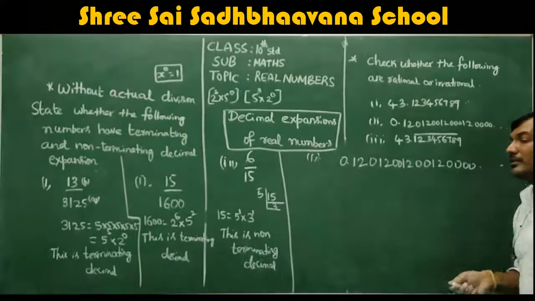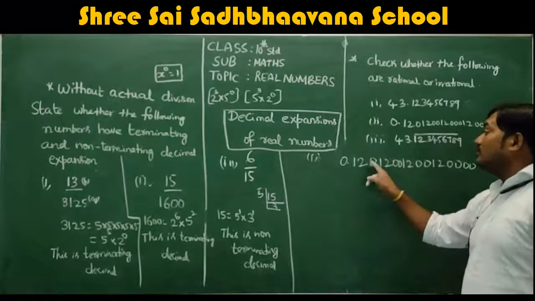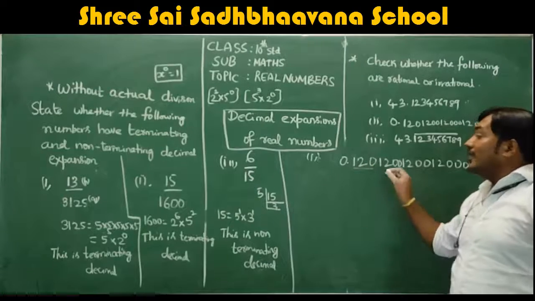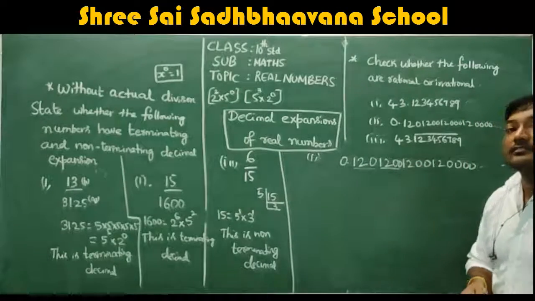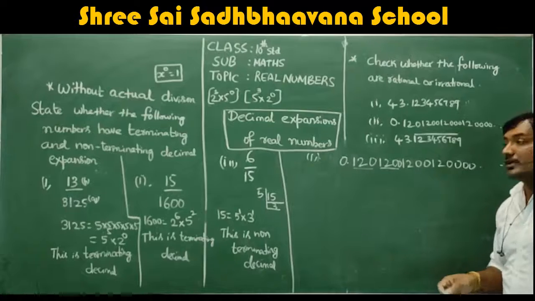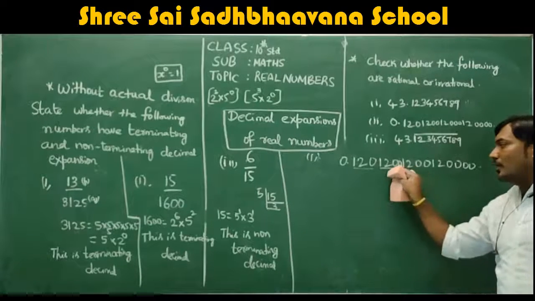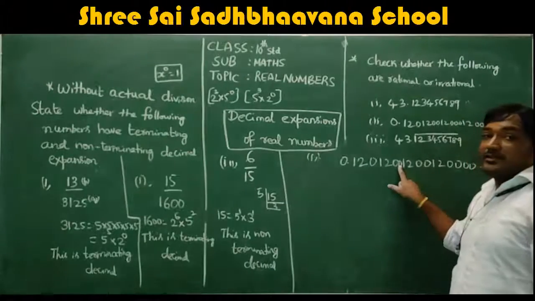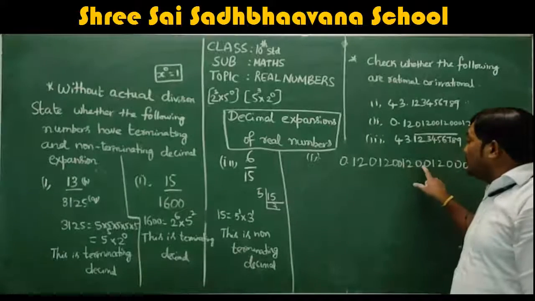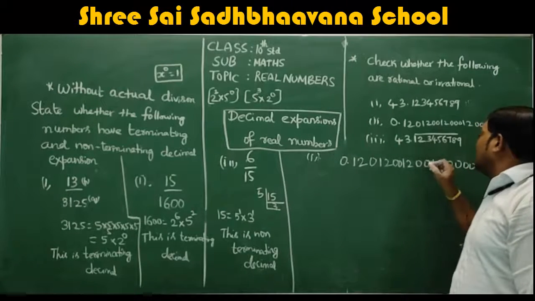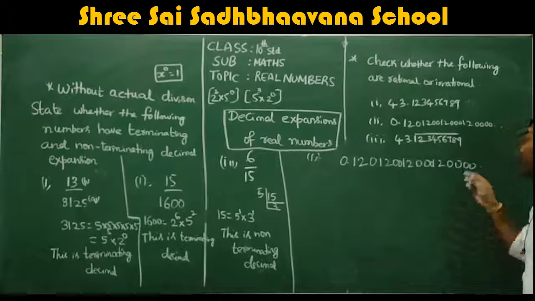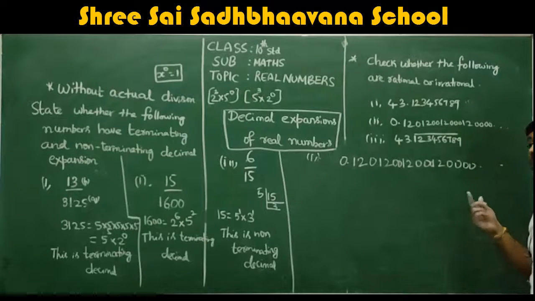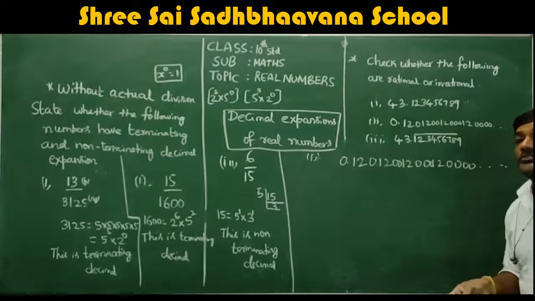Some people will get confused, sir, saying 12 is repeated. It is not like that. See, 120 is there. Again, if only 120 were repeated, then it would be a rational number. In this case, 0.120 is there, next 1200 is there. Next, three zeros, then four zeros. So here you consider nothing is repeated, and it is a non-terminating decimal.